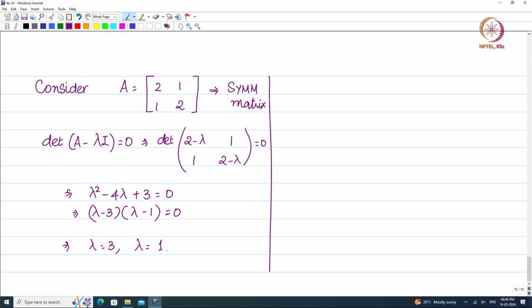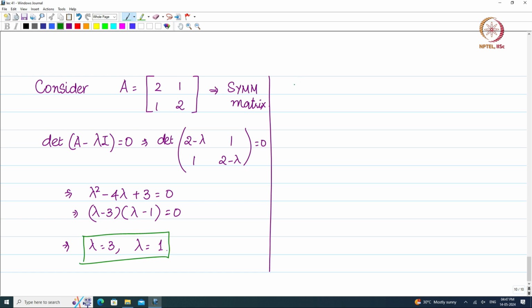Let us take this example. This says that I have something interesting: I found the values of lambda to be 3 and 1, and what does that mean? Lambda is equal to 3 and 1, that means you have real values, right. Okay. So, now we are going to look at the following.